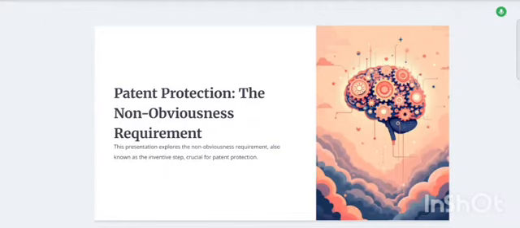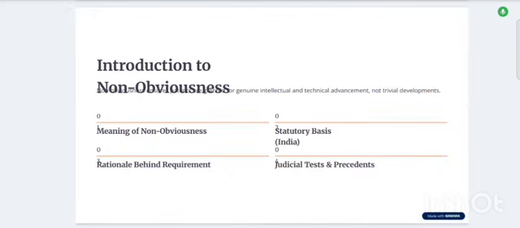Good evening. Today I'll be talking about one of the fundamental requirements for patent protection, namely the non-obviousness requirement, also known as the inventive step. While novelty and utility are essential conditions, non-obviousness plays a pivotal role in ensuring that patents are granted only for inventions that reflect genuine intellectual and technical advancements.